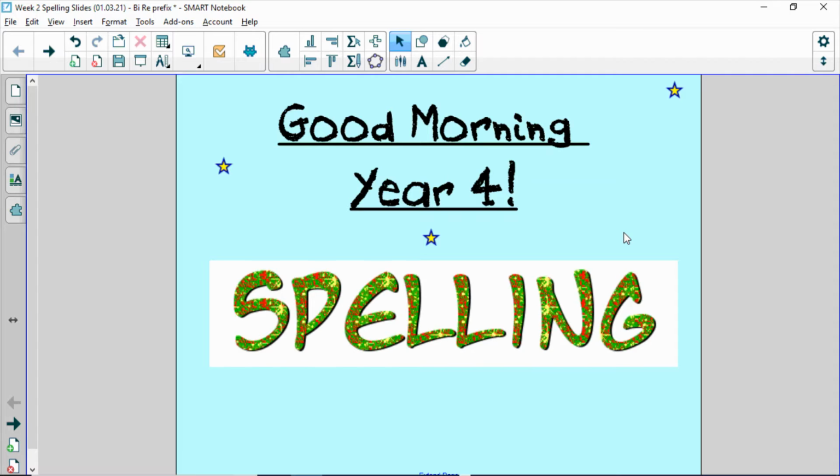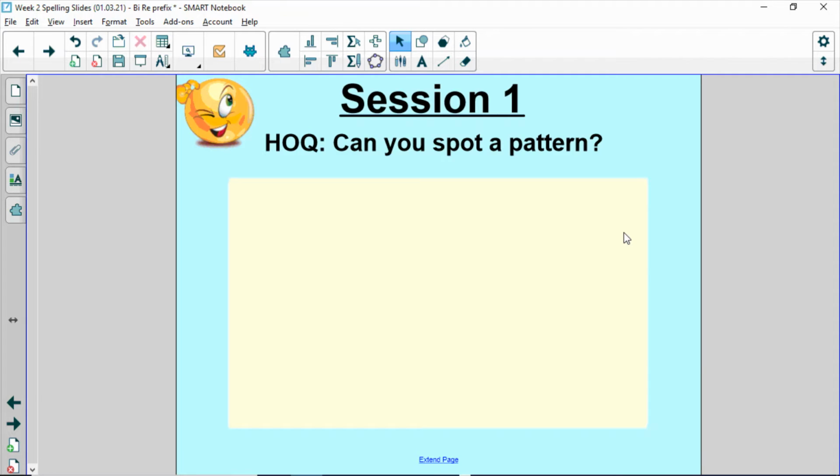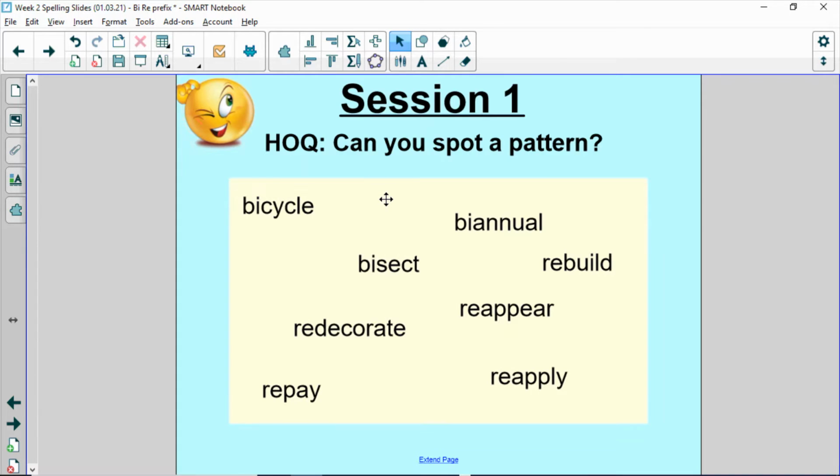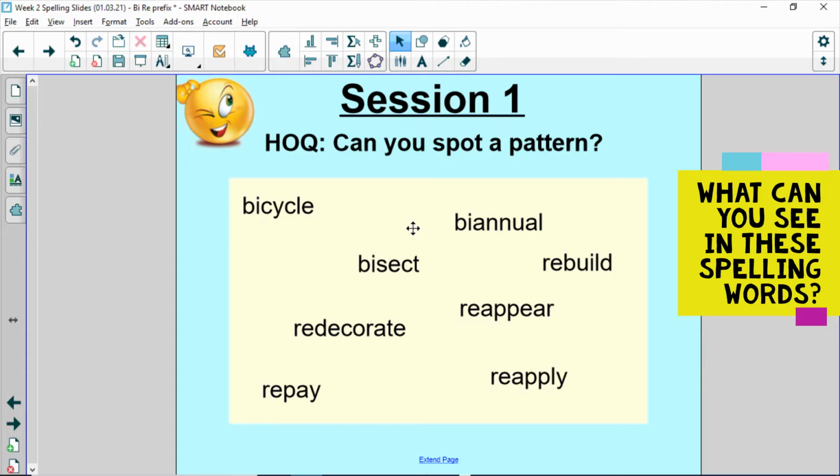Now, for our spelling words for this week, I've got a question first of all. Our higher order question is, can you spot a pattern? Now, that is linked to our spelling words here. So look at our first 8 spelling words. I'm going to give you about 10 seconds only. Can you spot a pattern with these words?